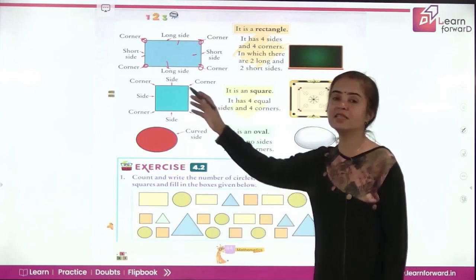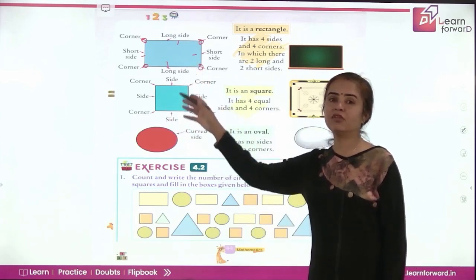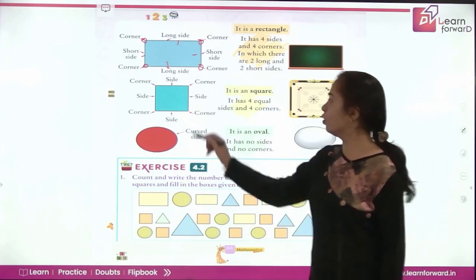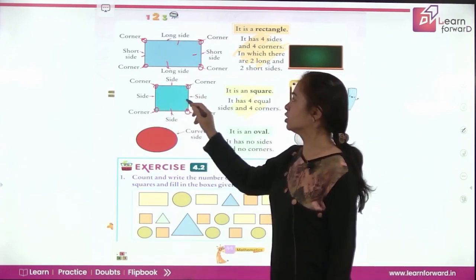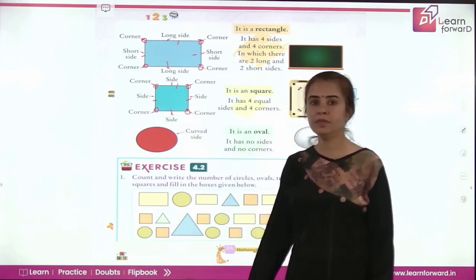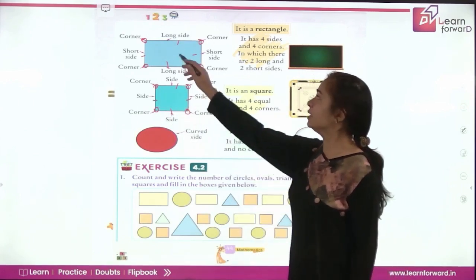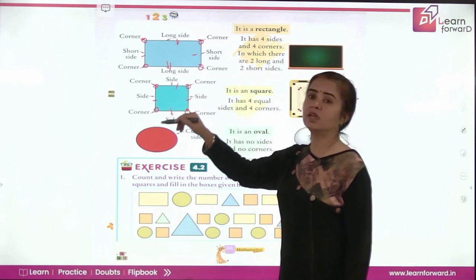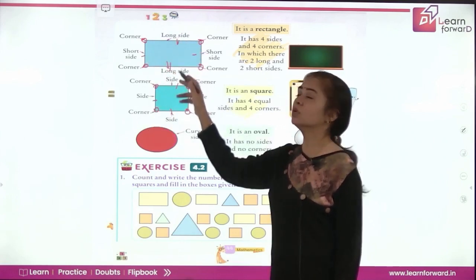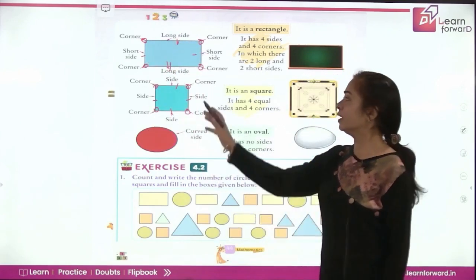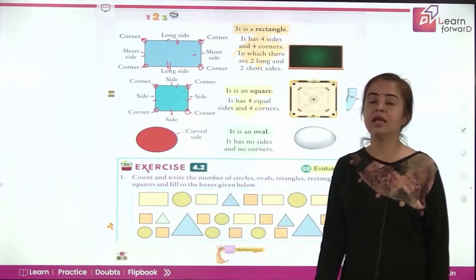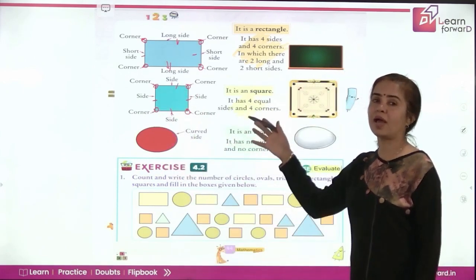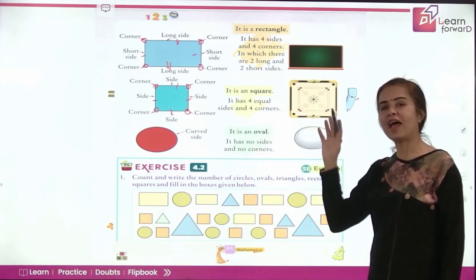Coming to next, what do you see? Is there a difference? Both of them have got four corners. Here also it has four corners. It has four sides. But what do you see? In this, the opposite sides were equal. This equal to this, long side equal to long side. But in this case, all four sides are equal in length. And this is called a square, just like your carom board.